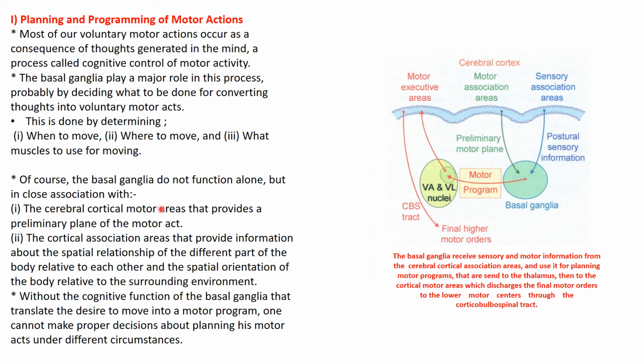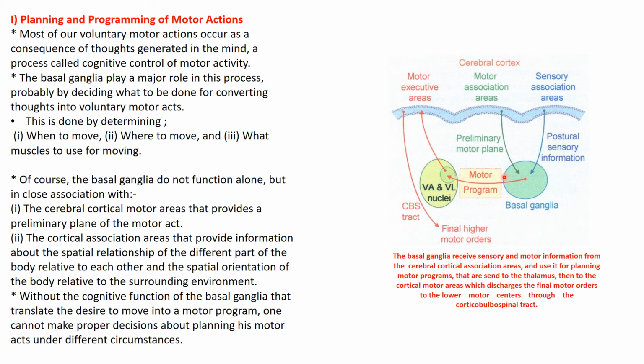The first function of the basal ganglia is the planning and the programming of motor action. The basal ganglia produce something which is called the cognitive function, or the transformation of the thought into motor act, as a consequence of the connection of the basal ganglia with the association areas and the motor areas.